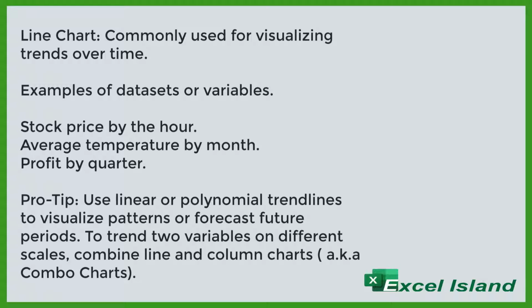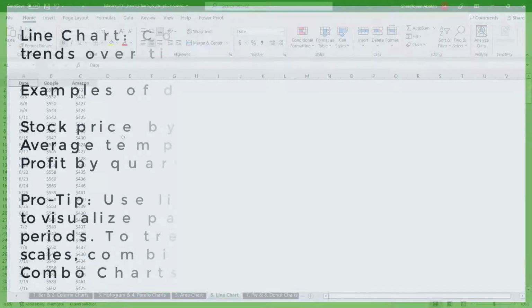One pro tip here is that you should use linear or polynomial trend lines to visualize patterns or forecast future periods. Also note that you can combine a line and a column chart to form what is called a combo chart, especially when you have two variables on different scales. And we're going to do a combo chart towards the end of the video. So let's jump to Microsoft Excel and have a demo.